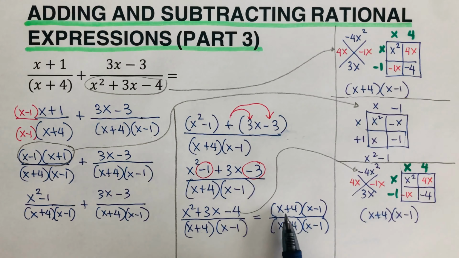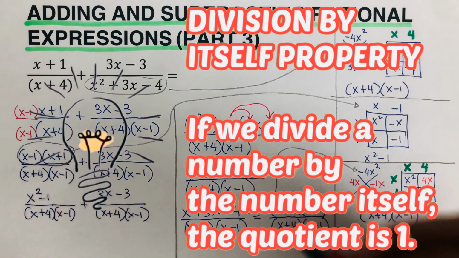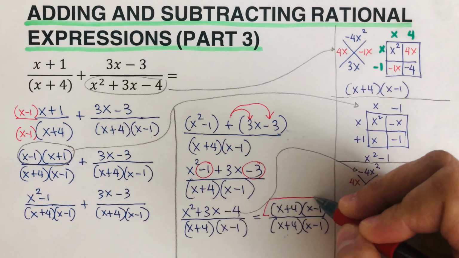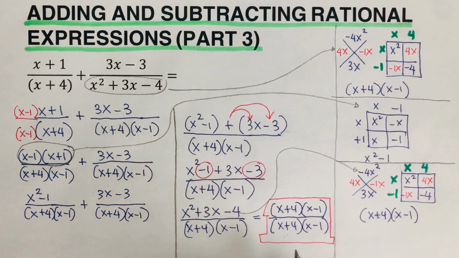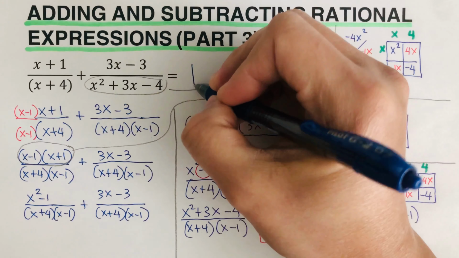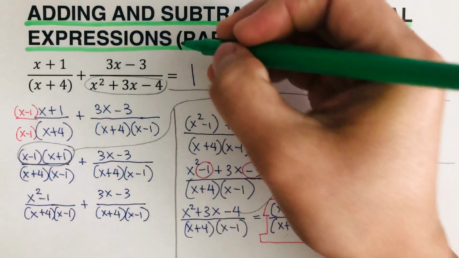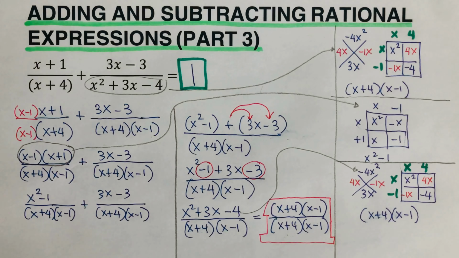As you can see here, both the numerator and the denominator are the same. Now, we are going to use the division by itself property, which states that if we divide a number by the number itself, then the quotient is 1. So this is actually a giant 1 since both the numerator and the denominator are the same. Which means that these two expressions, when added together, are equal to 1. Again, that's a giant 1 right there. So this is our sum for these two rational expressions.